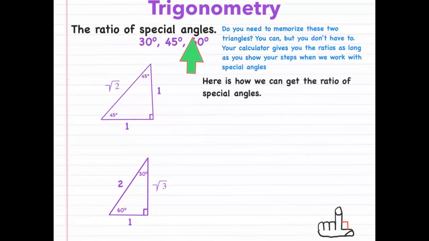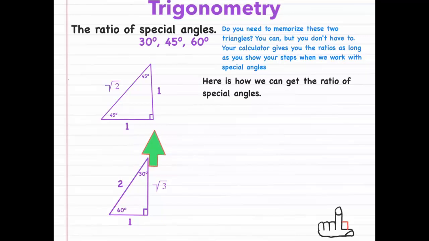Now it's so important that you remember that we get three types of special angles, which is 30 degrees, 45 degrees and 60 degrees. Do you need to memorize these two triangles that we give you here? Well, you can, but you don't have to. Your calculator gives you the ratios, as long as you show your steps when we work with special angles. That's the important thing.